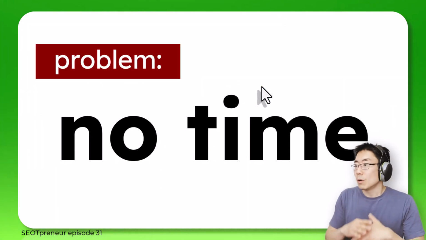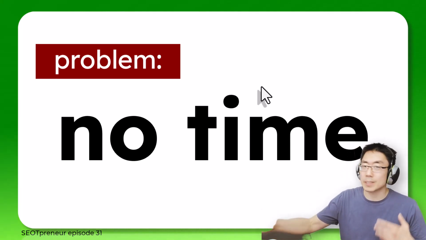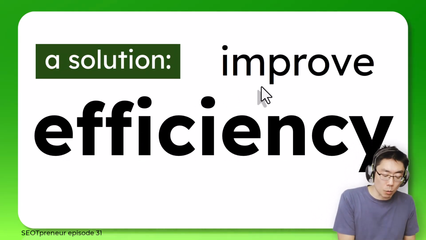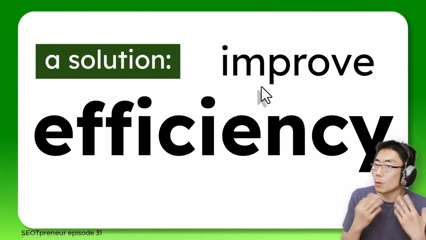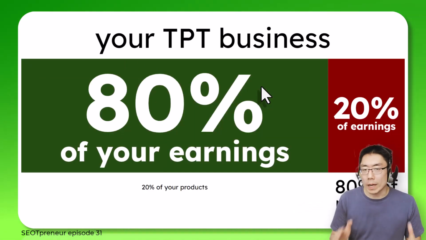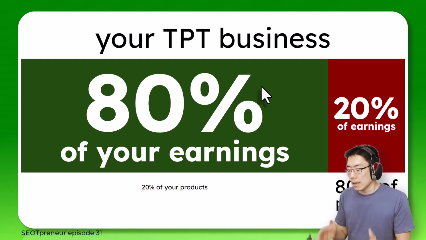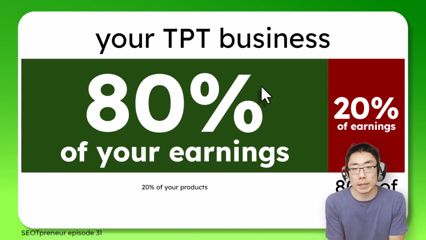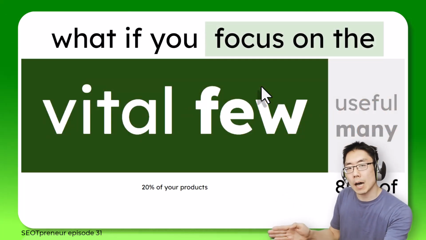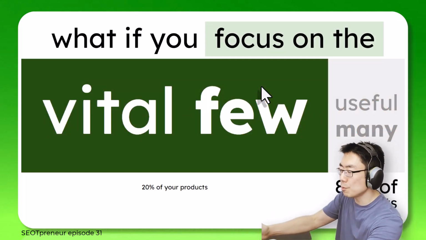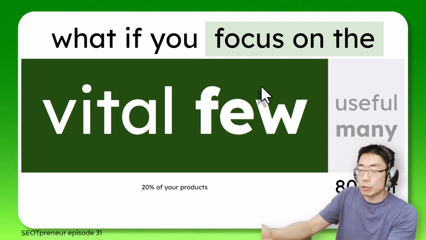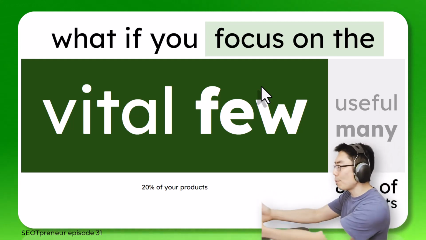The problem is we don't have enough time. There's so much to do. So the solution is to focus on things that work in your store. I don't know what works in your store, but we can use your data to try to figure that out. So what does this actually look like? Let's say you get this idea that you need to improve your product covers. What if instead of updating all of your products, you only focus on updating the vital few products that generate your income? If changing the way that you do covers actually increases results, then take that skill and apply it to the useful many.